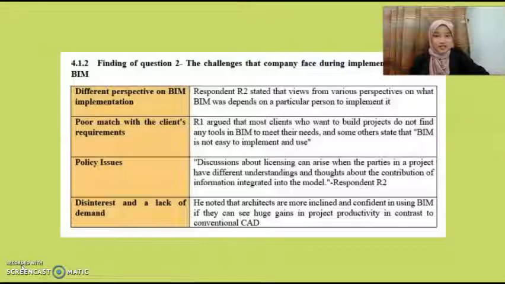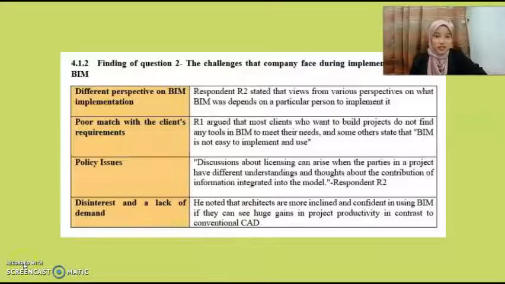Next, the challenges that companies face when implementing BIM. First, different perspectives on BIM implementation. Respondent 2 stated that the view of what BIM is depends on the particular person implementing it. He also noted that professionals from various AEC industries want BIM equipment to combine all the capabilities of CAD to remain benefiting from this implementation.